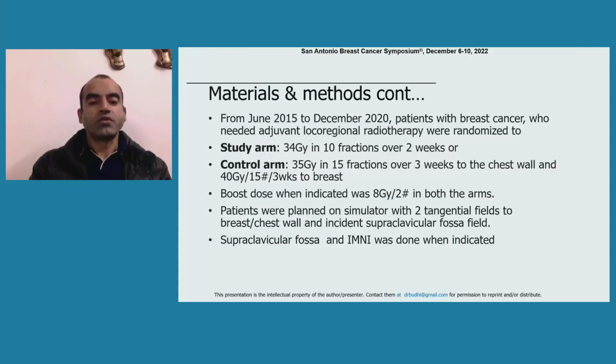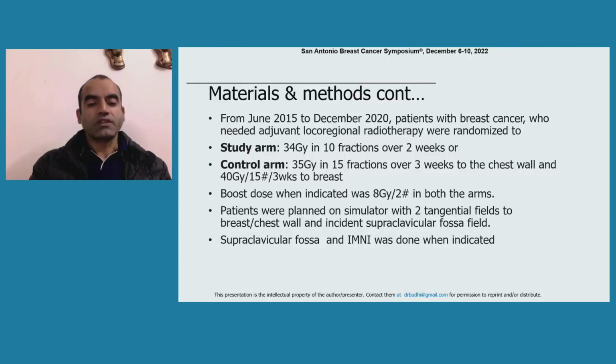From June 2015 to December 2020, patients with breast cancer who needed adjuvant locoregional radiotherapy were randomized to the study arm, who were given 34 gray in 10 fractions over 2 weeks, and the control arm, who were given 35 gray in 15 fractions over 3 weeks to the chest wall, and 40 gray in 15 fractions to the breast. Boost, when indicated, was given as 8 gray in 2 fractions in both the arms. Patients were planned on a 2D simulator with 2 tangential fields to the breast or chest wall and an incident supraclavicular fossa field.